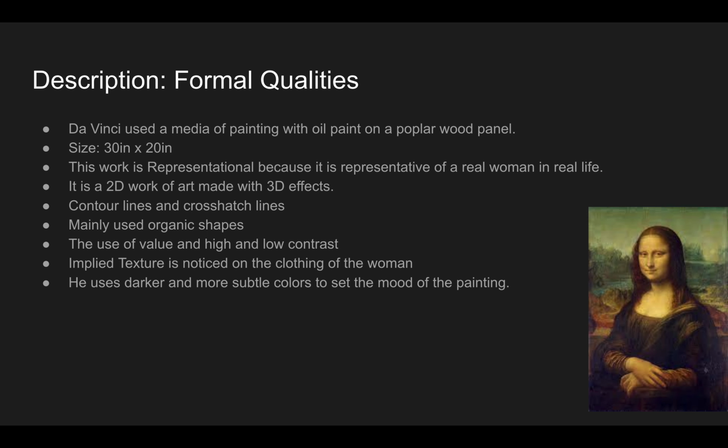The use of value is also noted, and the use of high and low contrast is evident within the different shades within this piece. The main focus is the woman, and the face of the woman is a lot brighter and more noticeable than the background, which has more darker colors. We also see the use of implied texture, which is noticed on the clothing and hair of the woman because of the very meticulous shading Da Vinci utilized. The use of different colors is evident, and we can see that the darker colors he uses throughout the whole painting set a sort of somber mood.